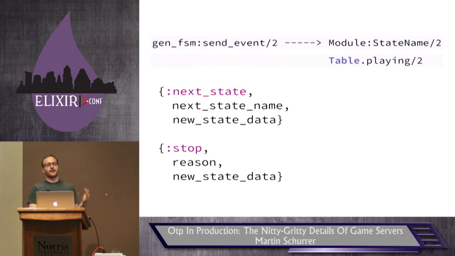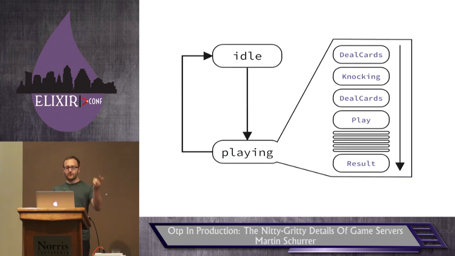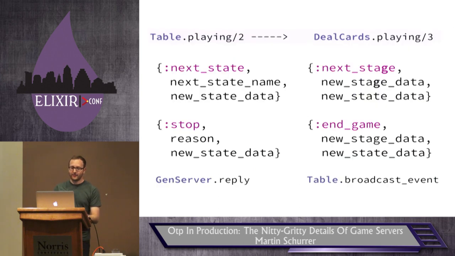So when you send an event to a running GenFSM process, the callback module's function with the name of the current active state gets called, so that would be table.playing for us, and it gets the current state data from this process, and it can return a tuple with either next state and the next state name and the new state data, or stop if it wants to shut down. So that's like idle and playing, and then we've got the nested stages again. And what we did is we always look at the top of the stack of nested stages, and we do the same as the GenFSM.